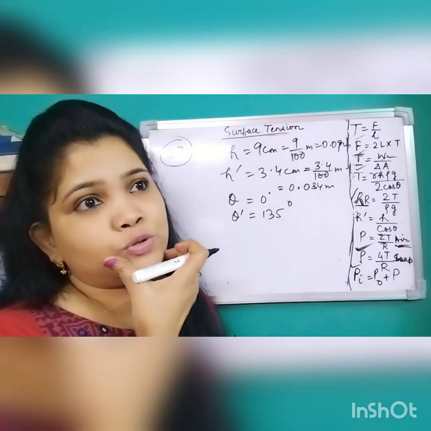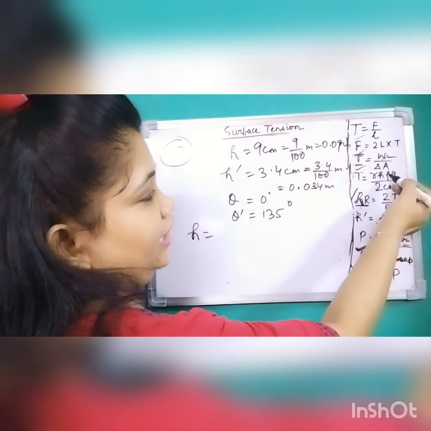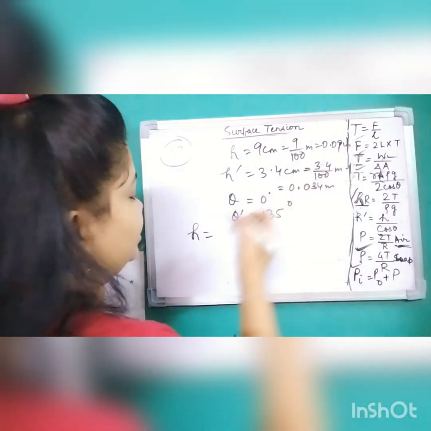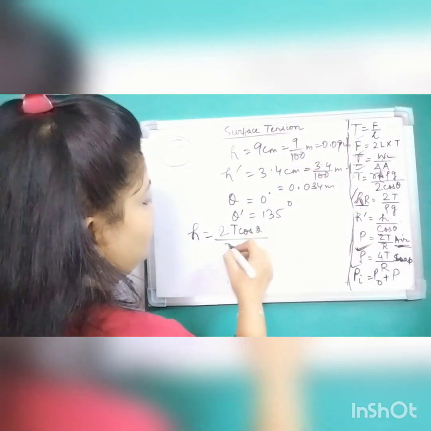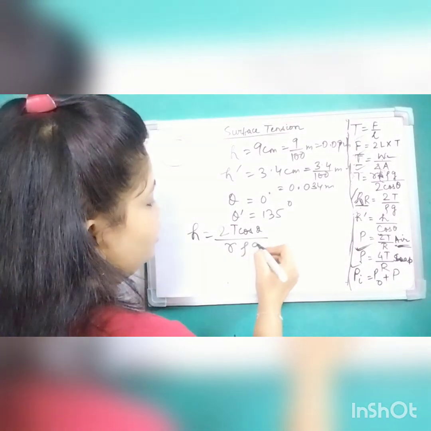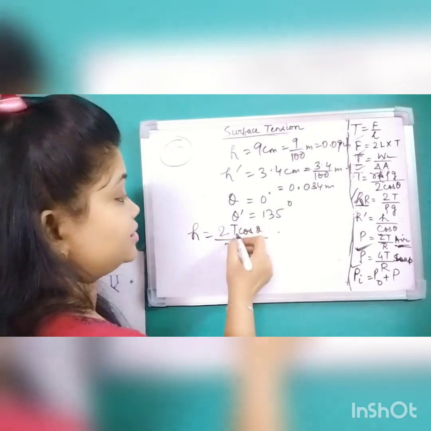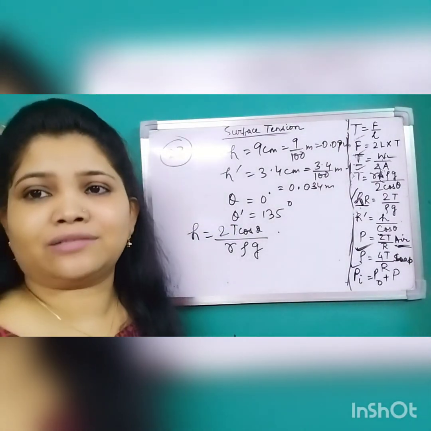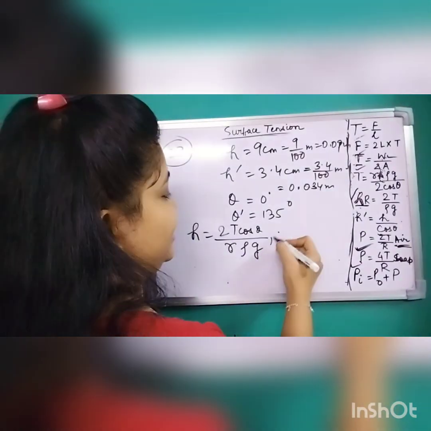So here students, let us find H first. What is the formula of H? Because theta is included over here, H is nothing but 2T cos theta by R rho G. Let it be R rho G only; afterwards I will change it. R is the radius. Now what will H dash be equal to?